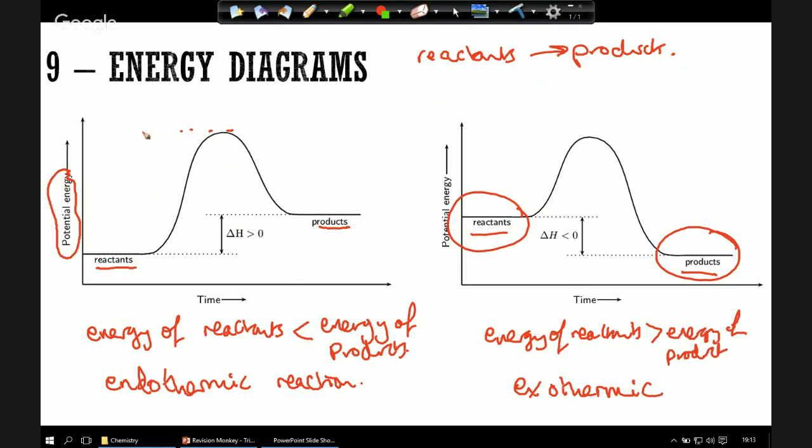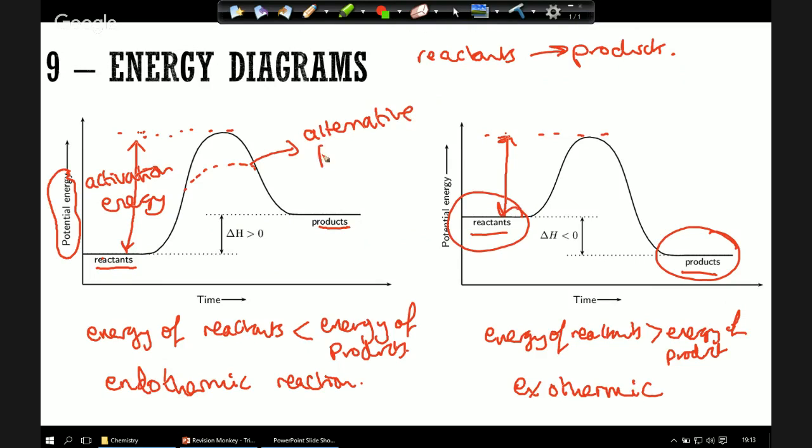The other thing that we need to be able to do is label the activation energy. So that's from the reactants to the top of the graph. That's the energy needed for the reaction to happen. And again over here for the exothermic diagram. And finally, what you'll need to do is put in the pathway for a catalyst. So this here shows an alternative pathway for the reaction. And this has a lower activation energy.